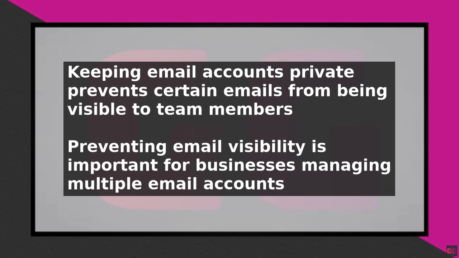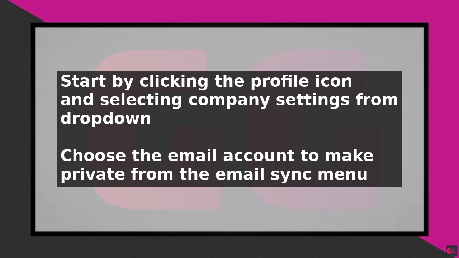To initiate the process, start by clicking on the profile icon, usually located at the top right corner of the home screen, and then select Company Settings from the drop-down menu. This will lead to a menu on the left side, where you should click on Email Sync. If there are multiple email accounts attached, choose the one you want to make private.